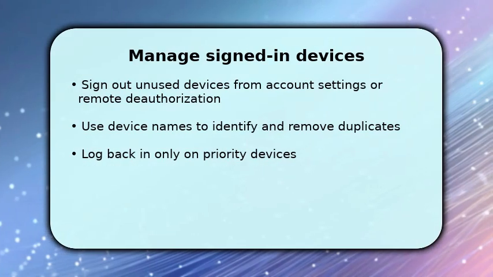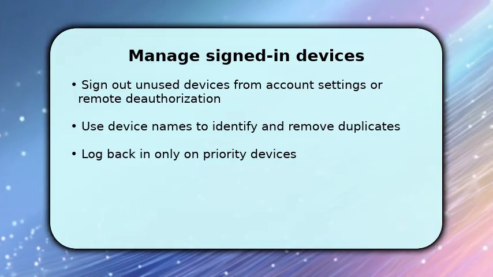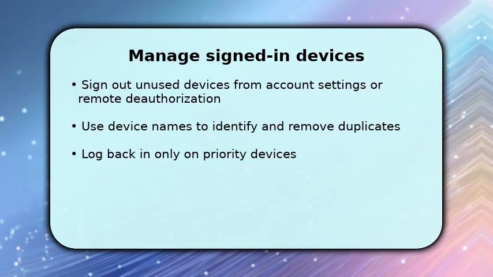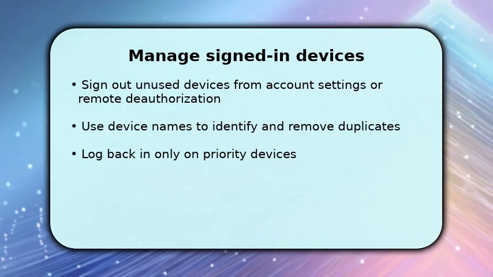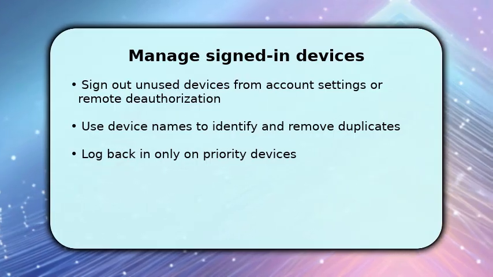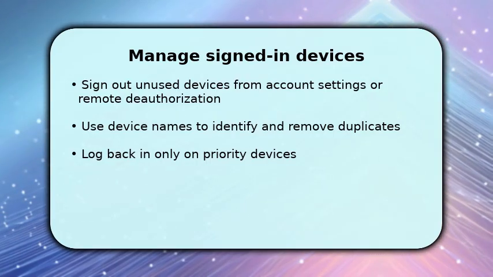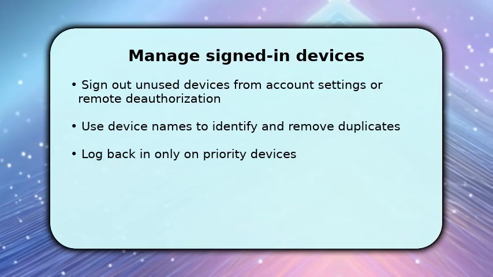You now remove or deauthorize devices that aren't actively streaming to free slots. Go to Dstv account settings on web or app, locate device management, and sign out all unknown or idle devices. This prevents phantom connections from counting toward the limit. If devices share generic names, rename or temporarily sign them out to identify who's using what.